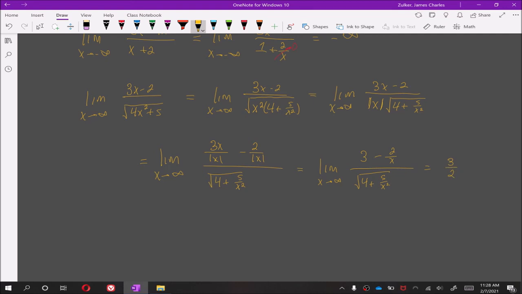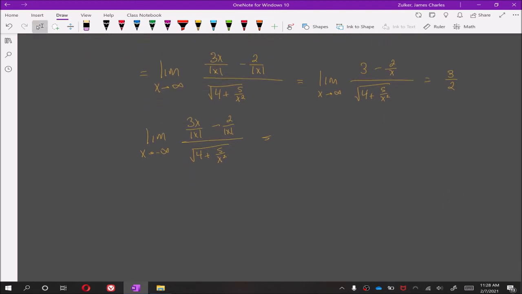Now I'm not going to go through all that work again. If we had negative infinity, what we have is now all the values of x are negative. So the absolute value of x becomes negative x. So we now have negative 3 plus 2 over x in the numerator. Then this is negative 3 over root 4, which is negative 3 halves.